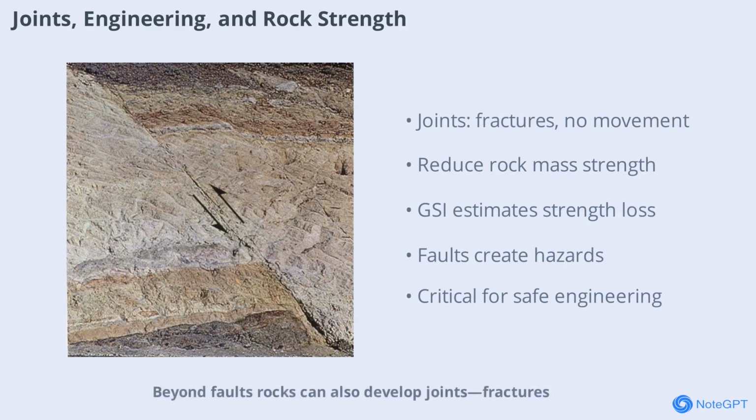Beyond faults, rocks can also develop joints, fractures where no significant movement has occurred. Joints often form in sets influenced by tectonic stresses, unloading, or cooling of magma. Both faults and joints reduce the strength of rock masses, which is critical for engineering projects like tunnels, dams, and foundations. The Geological Strength Index (GSI) is a tool used to estimate how jointing and faulting affect rock mass strength.